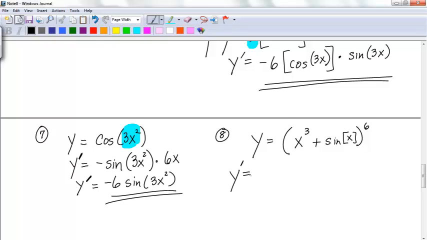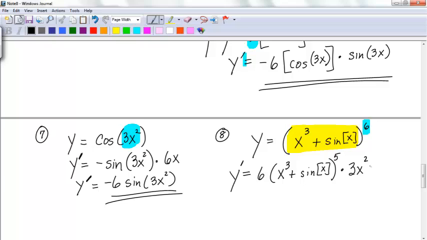Okay, y prime equals. Chain rule, because anytime you got a quantity to a power, you can use the chain rule. So you take this exponent times the number in front. The part inside stays the same. Depress that exponent by 1. And then it's times the derivative of what's inside. So you have to say, what's the derivative of this? What's the derivative of x cubed?